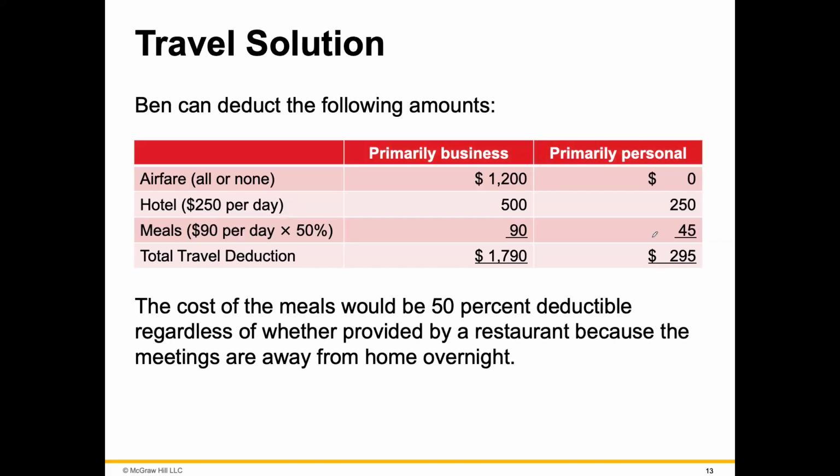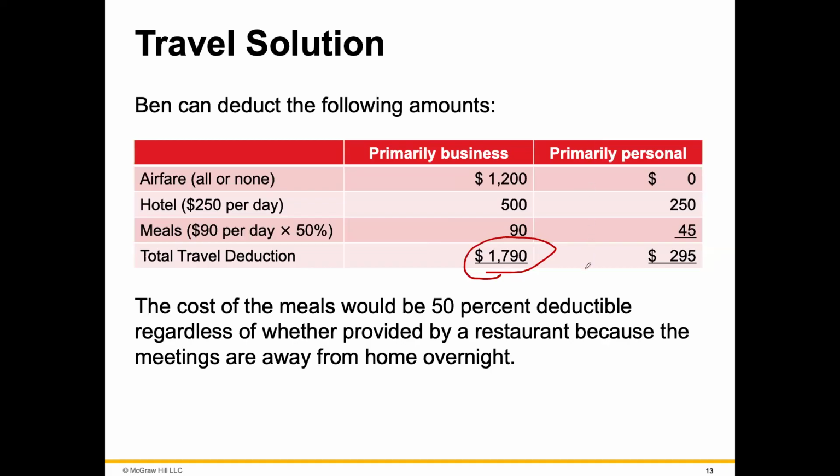So, for the primarily business trip, all the airfare could be deducted. The hotel, up to $250 a day. The meals, $90 per day at 50%, so 2 days. You only get $90 off there. So total travel deduction if it's primarily business, $1,790.